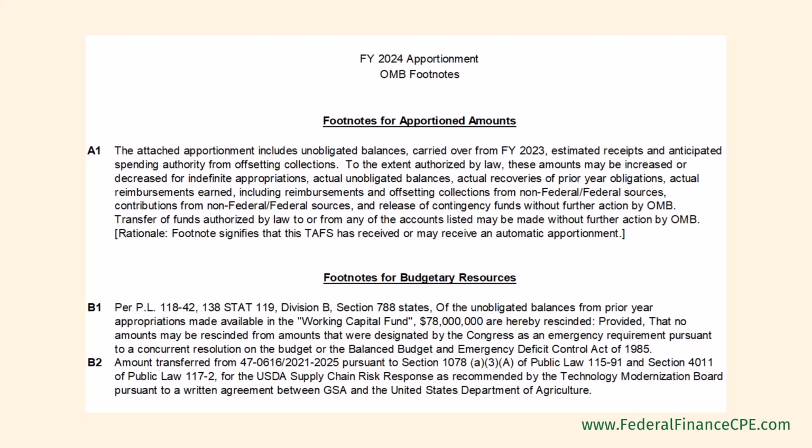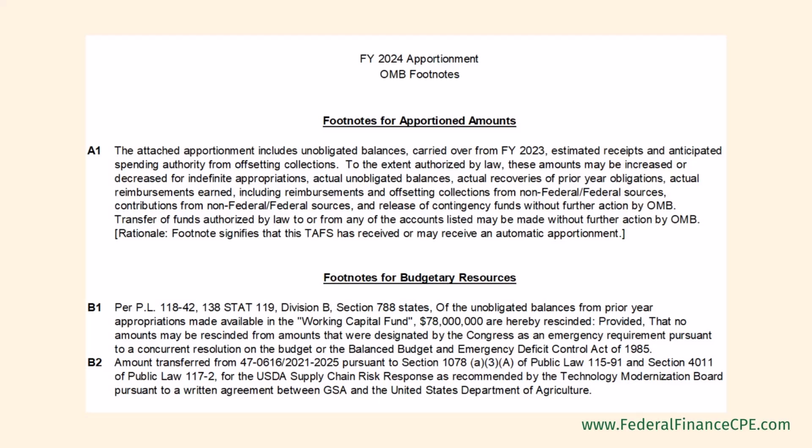The footnote continues, transfers of funds authorized by law to or from any of the accounts listed may be made without further action by OMB. This gives the agency significant flexibility to move money between related accounts so long as it's legally authorized. The footnote also indicates that this account has received or may receive an automatic apportionment, meaning some of the funding decisions happen without requiring a formal OMB review.